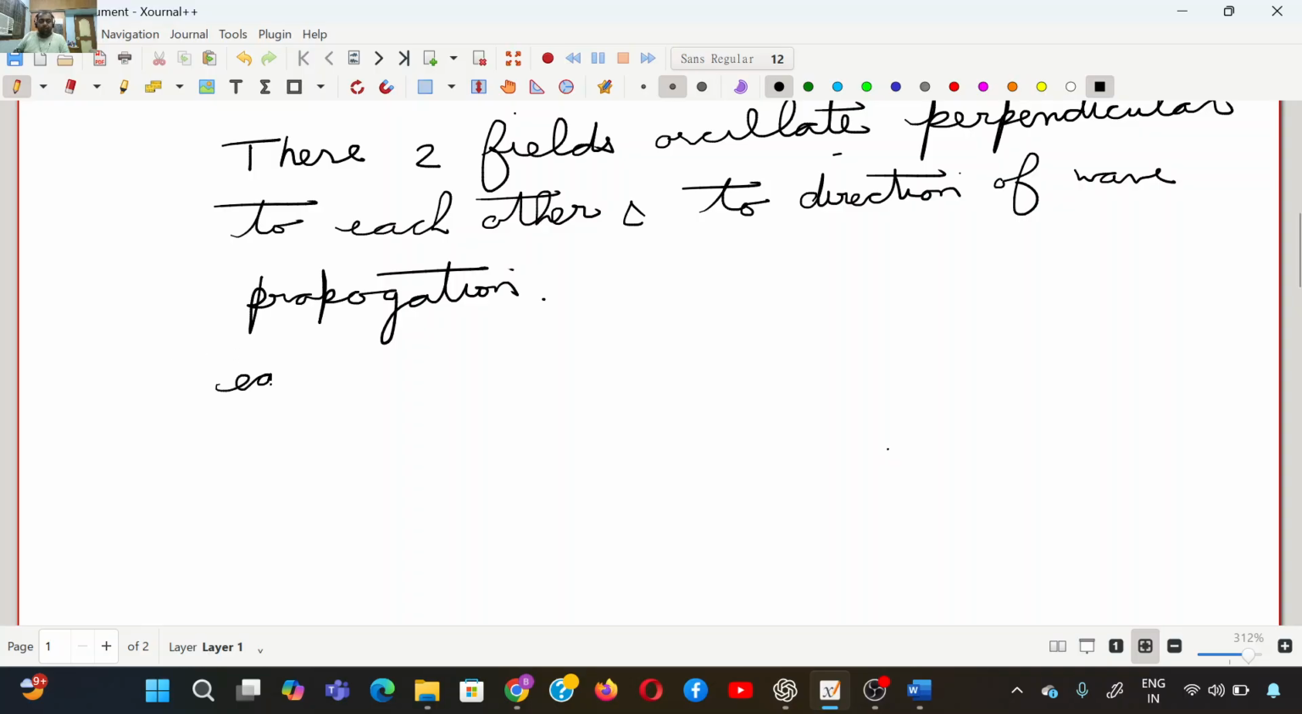So what are the examples of electromagnetic radiation? They can be visible light. If you see a rainbow, you'll see that white light is composed of 7 colors: VIBGYOR — violet, indigo, blue, green, yellow, orange, red. So those are the components of visible light.